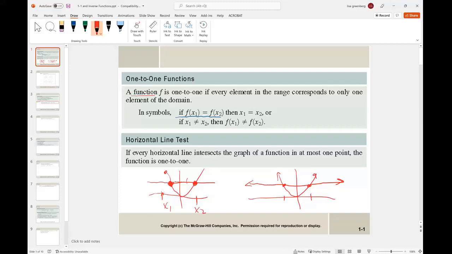Okay, so that's basically what one-to-one functions have to have. It has to pass the vertical and the horizontal line test.